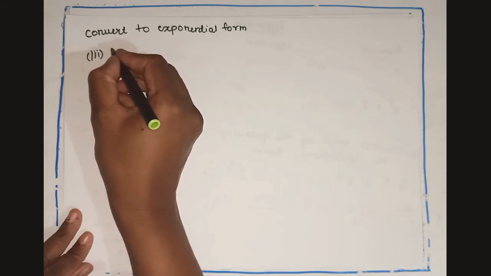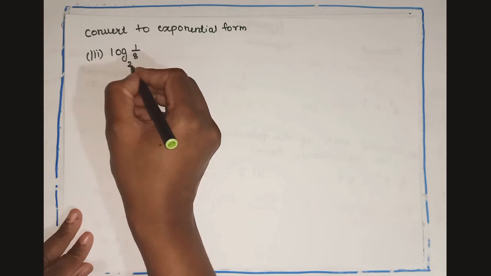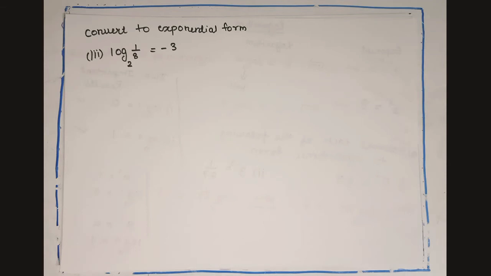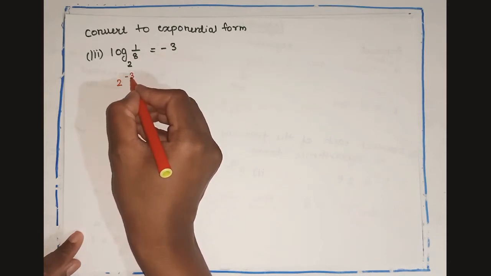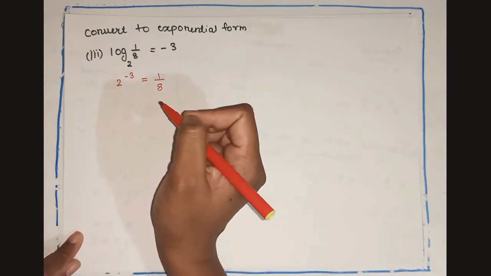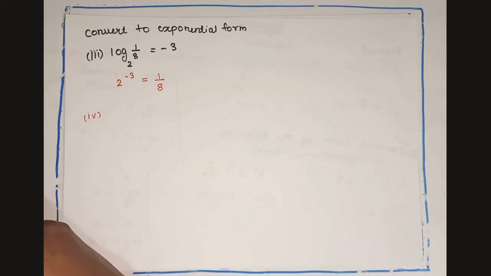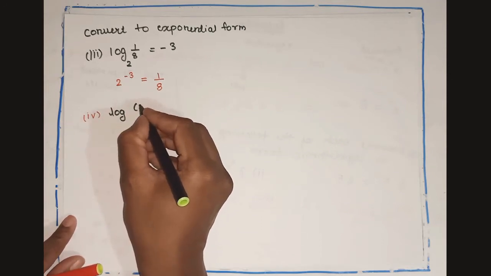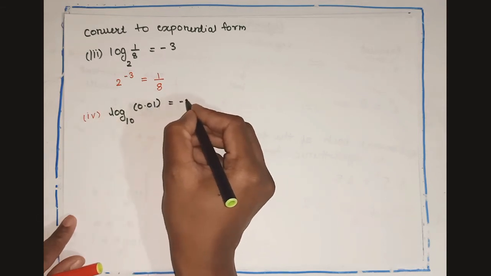Okay, in the third problem it is given log 1 upon 8 to the base 2 equals minus 3. Now if you have to convert it into exponential form, same thing, base is what? 2, this will go to the power minus 3 equals 1 upon 8. Okay. Same way, fourth one. In the fourth problem it is given log of 0.01 to the base 10 equals minus 2.